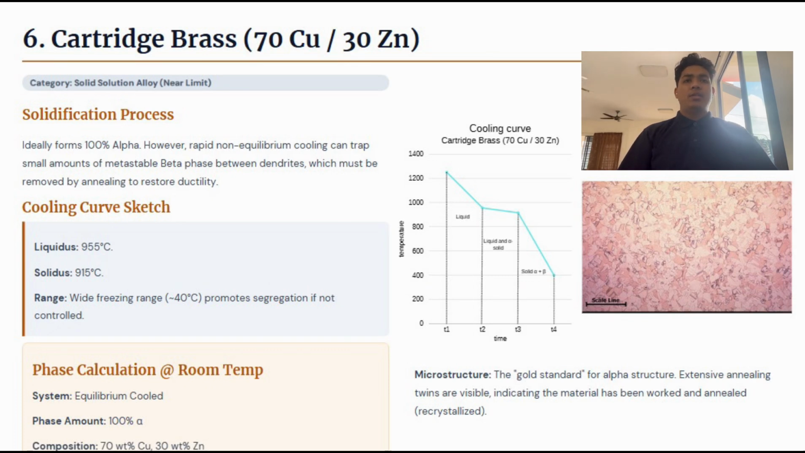The microstructure shows uniform equiaxed grains with prominent annealing twins, indicating that the metal has been worked and recrystallized. The structure gives cartridge brass excellent ductility and formability, making it ideal for cartridge cases.